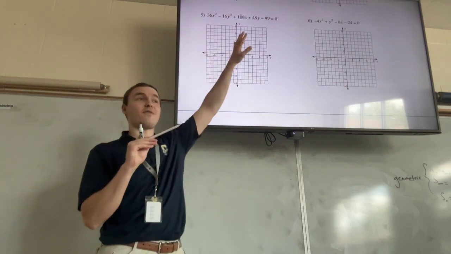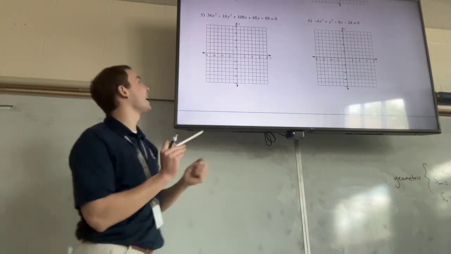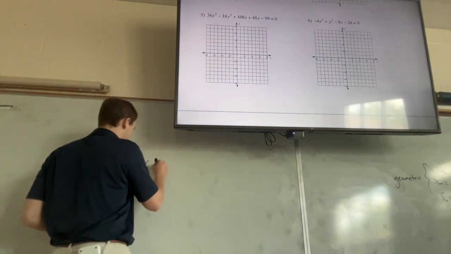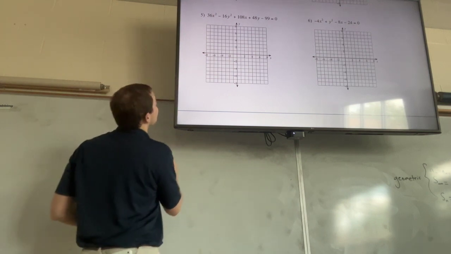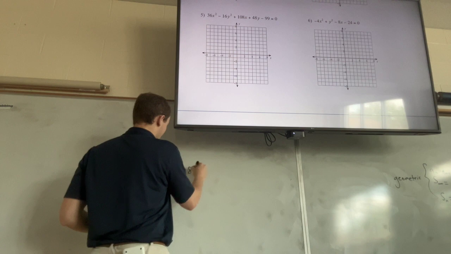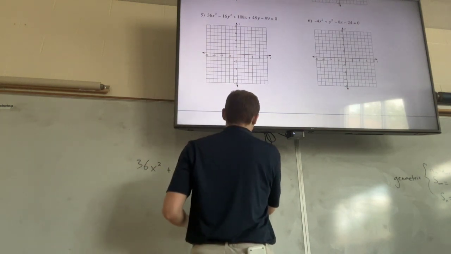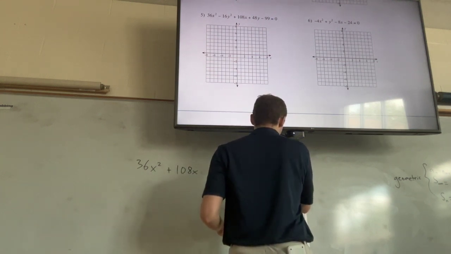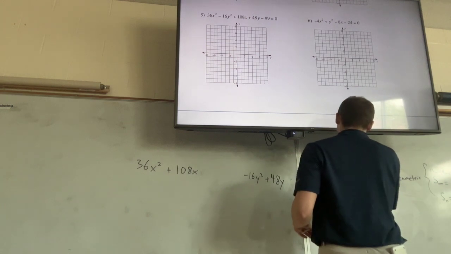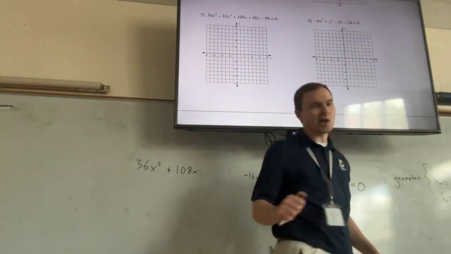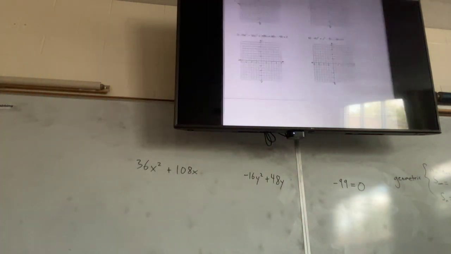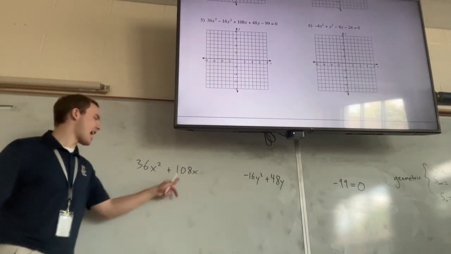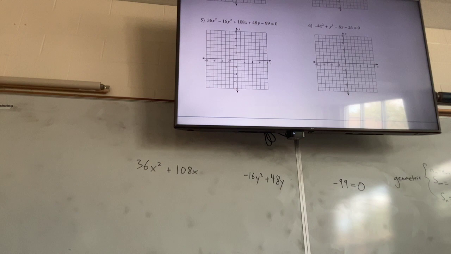So this is not in standard form, right? I got to complete the square. Okay. So I'm going to write down number 5, but I'm going to write all the x terms right by each other. Little space. -16y squared plus 48y. Little space. -99 equals 0. Okay, all right, you got to complete the square in this guy right here. It's not fun.